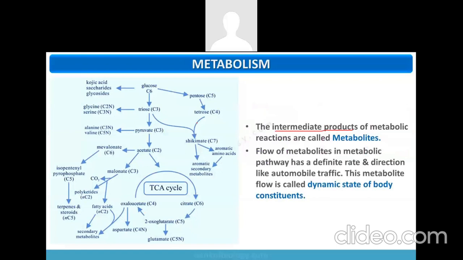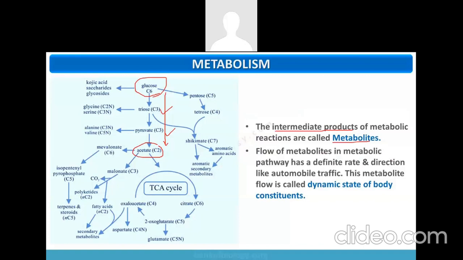So if you take, for example, glucose giving rise to acetate. In the process of glucose giving rise to acetate, products like trioses and pyruvates are formed in the middle. These are called metabolites. And these metabolites also should follow a specific metabolic pathway in which they can be degraded further or utilized for further processes.